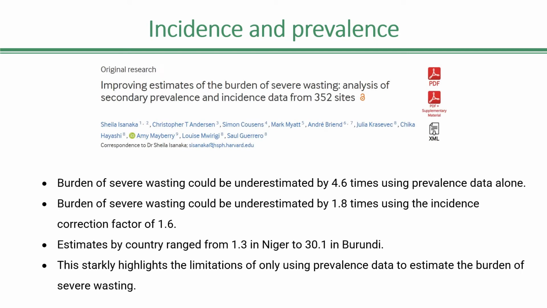Recent studies, such as this one, highlight the extent to which prevalence estimates underestimate the burden of wasting. This study looked at severe wasting, but the same concept also applies to moderate wasting. The study analysed prevalence and incidence data from 352 sites in 20 countries and calculated country-specific incidence correction factors.